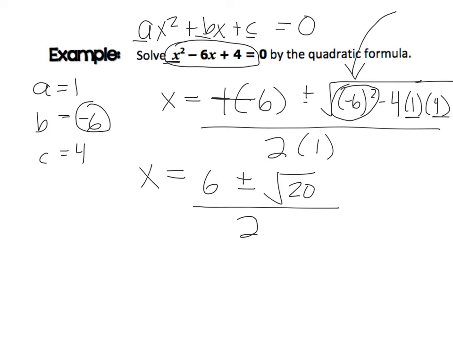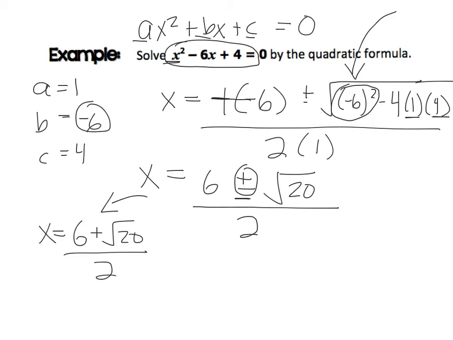So check it out. We've got this plus or minus, and that's a really big deal here. That means I'm going to have two solutions most of the time, depending on what's under that square root sign. So here's how you get those two solutions. Here's our first one: x equals, this is plus or minus, so you start off with your plus. So 6 plus the square root of 20 all over 2 is one of our solutions. And then our next solution is x equals 6 minus the square root of 20 all over 2a, which is just 2.